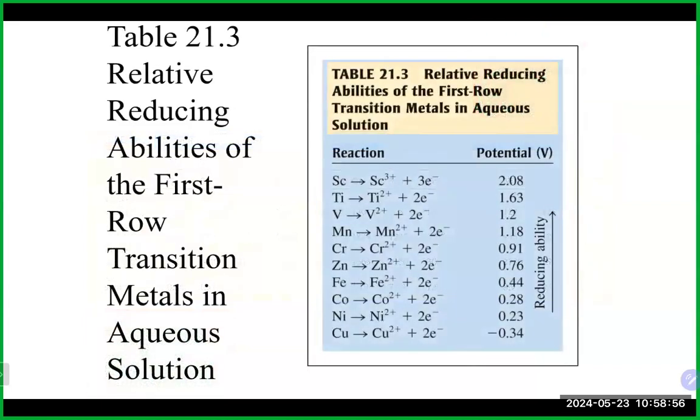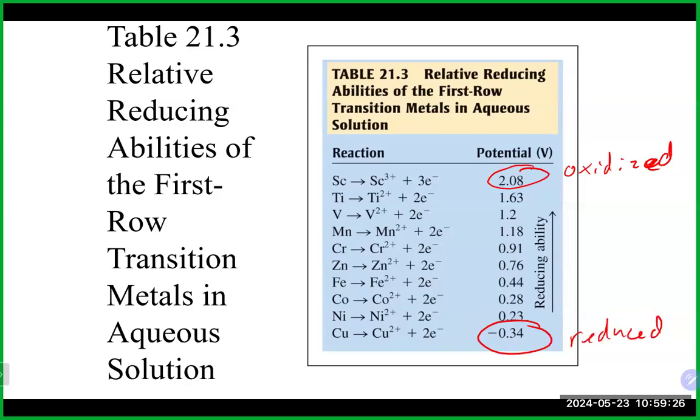This is a table of our transition metals here and their abilities to reduce. So reducing ability increases here. This one is most likely going to be oxidized, right? Because if you have the ability to reduce something, you will be oxidized. And you may say to yourself, that's a pretty positive number versus this one, which is negative. This one most likely will be reduced.